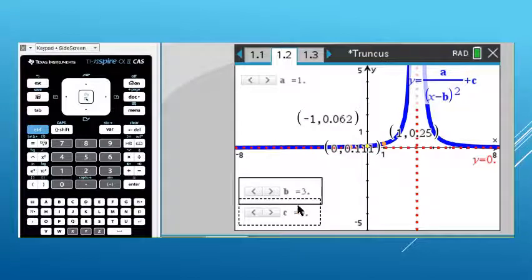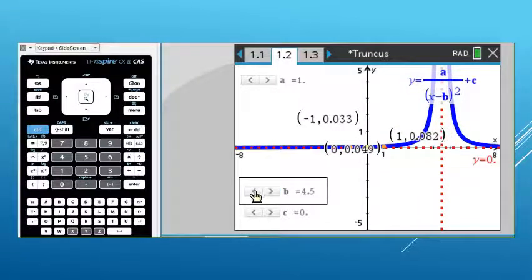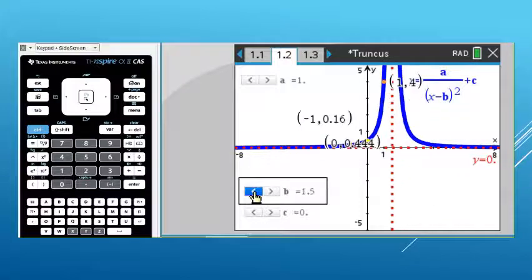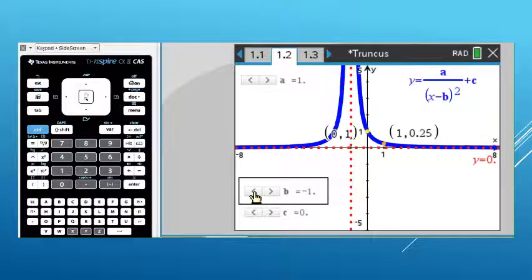Okay, so we can see by making b positive, it translates the graph to the right. If I make b negative, so this is back to the standard truncus graph, if I make b negative, it actually shifts the graph to the left, translates the graph to the left.